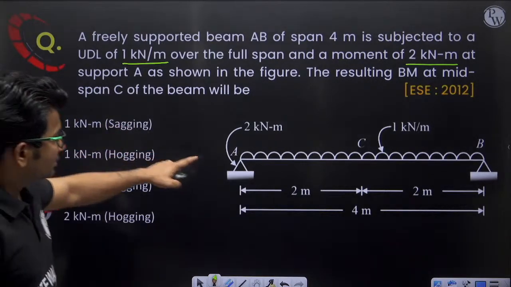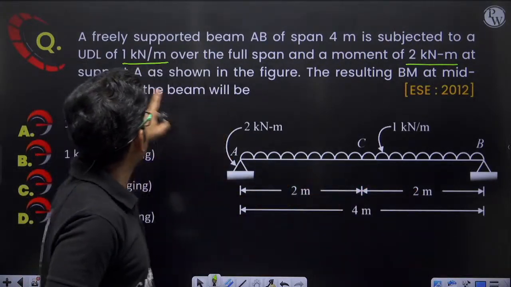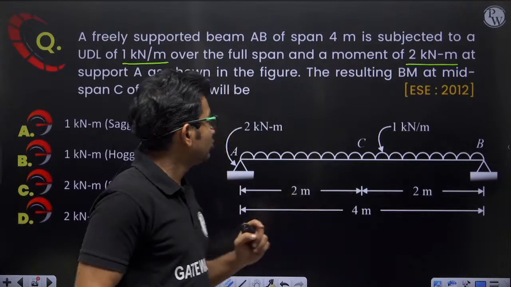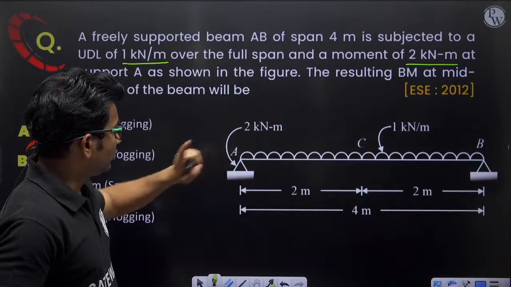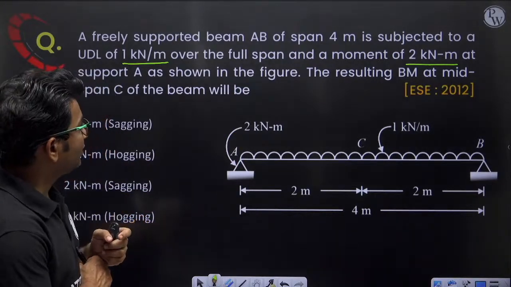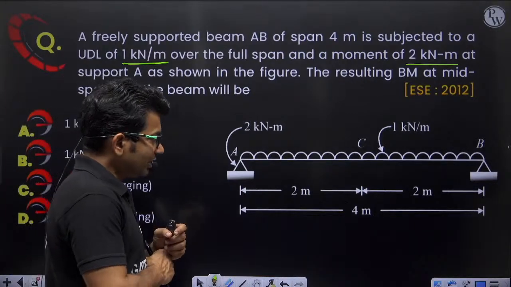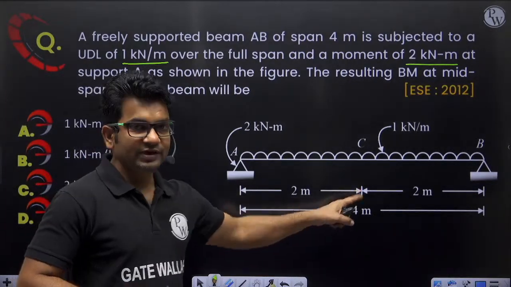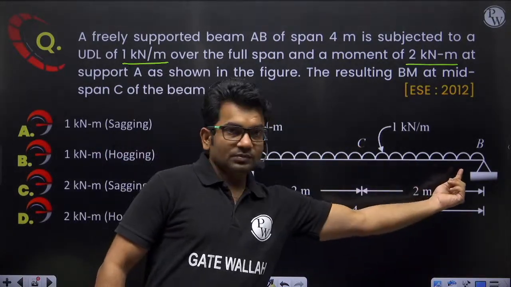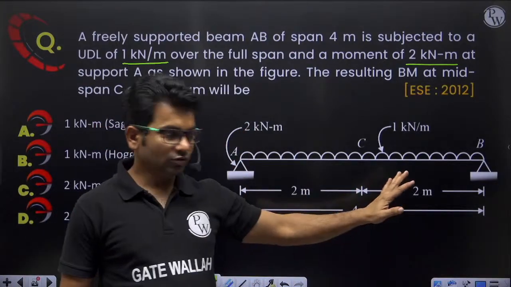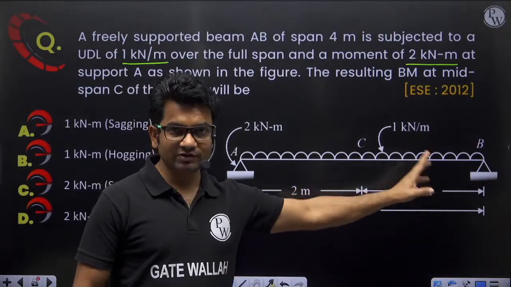Okay, so this is a freely supported beam, that means a simply supported beam. This span is 4 meter, it is subjected to UDL of 1 kilonewton per meter, and we are having 2 kilonewton meter like this. So we have to find out the resulting bending moment at mid-span C. In order to calculate bending moment at C, we can find it either from the right side or from the left side. Let us find it from the right side because I think it will be easy.